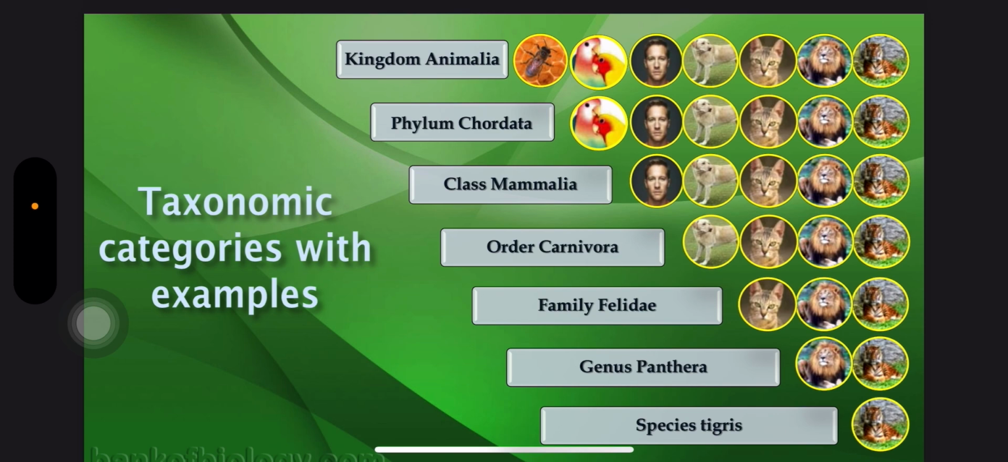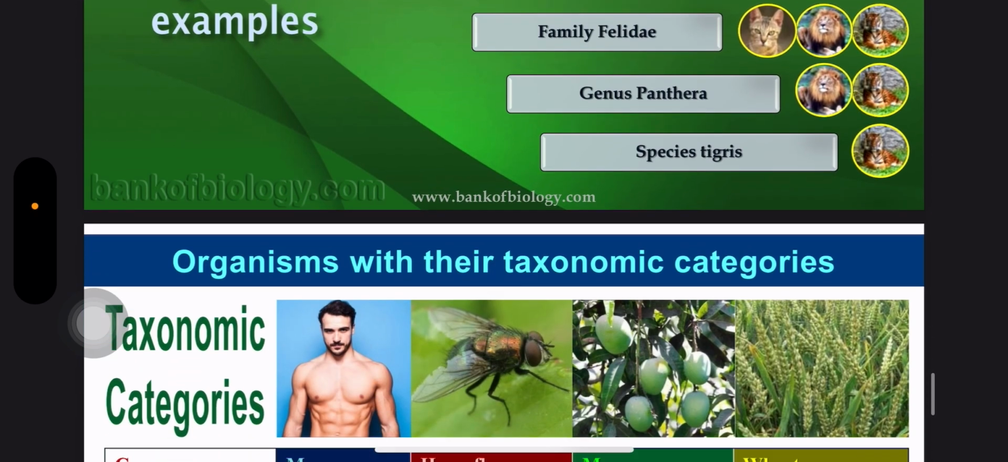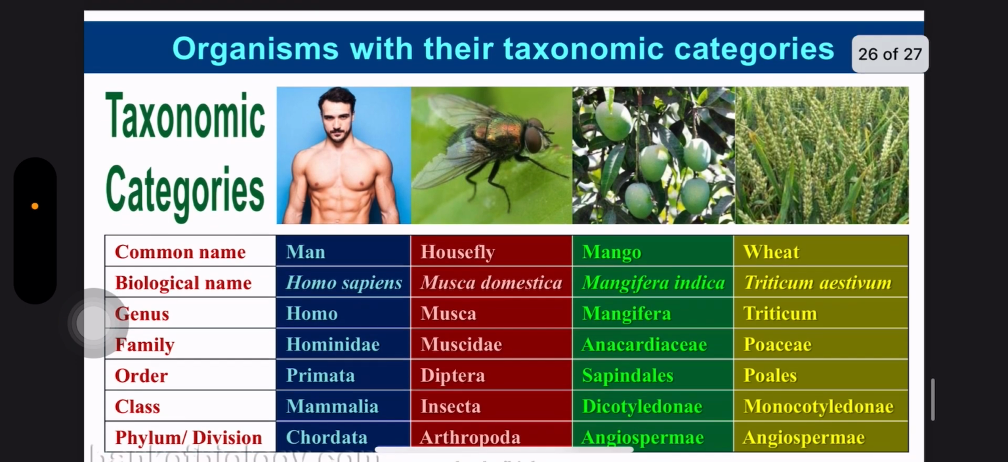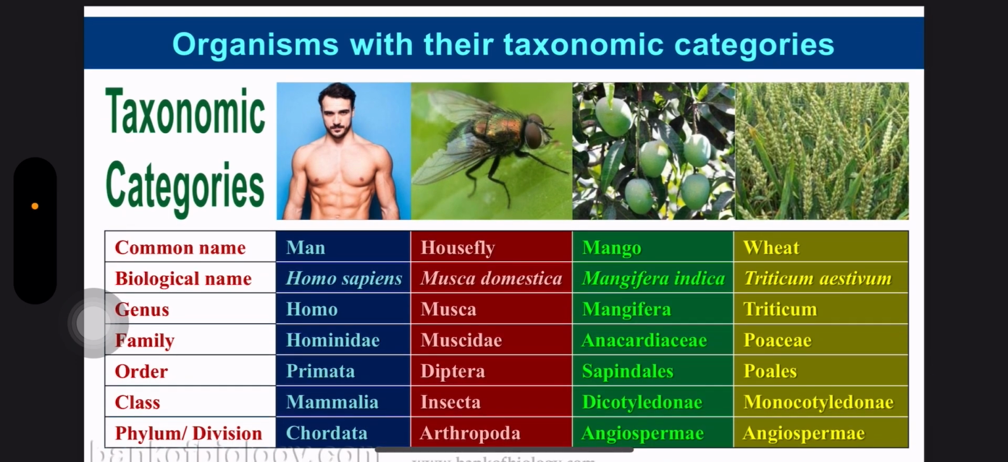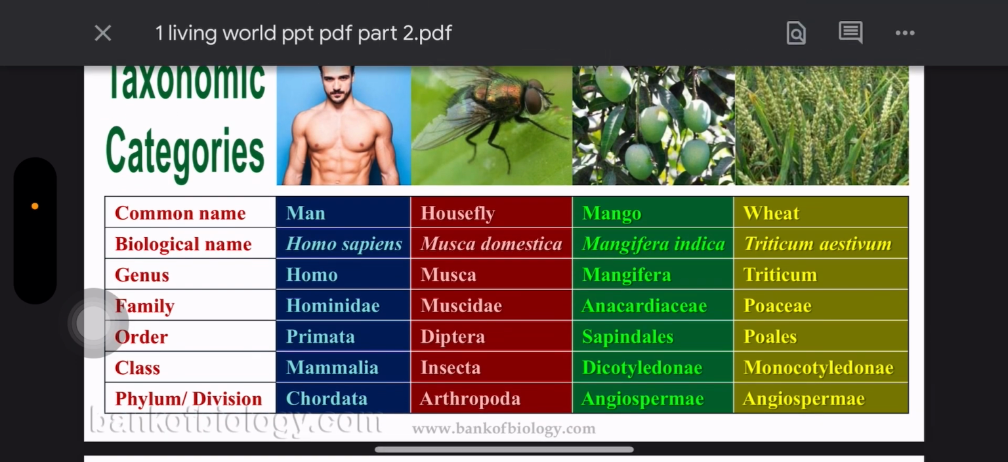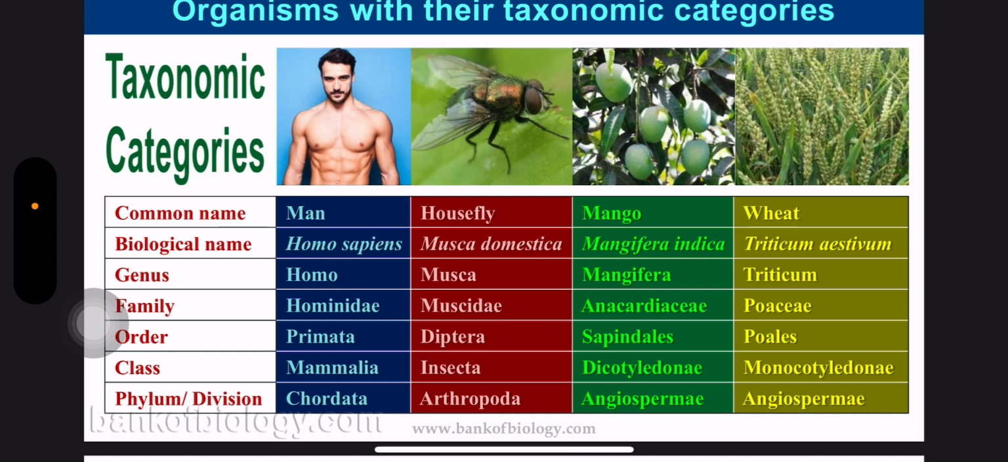While you are going from species to Animalia, similarities decrease and differences increase. While you are moving down from Animalia to species, differences decrease and similarities increase. See here the organisms with their taxonomic categories and common names. Man, Homo sapiens: Hominidae is the family of the human, Primata is the order, class is Mammalia, and phylum is Chordata.